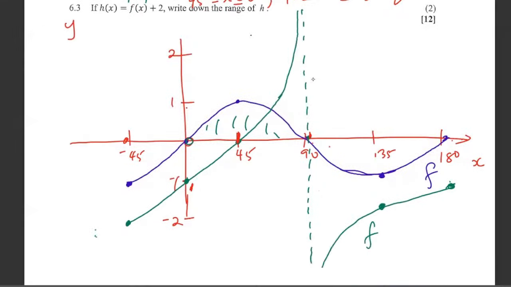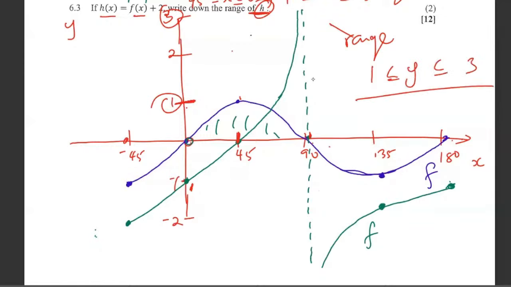Then if h of x is f of x plus 2, write down the range of h. So range is basically the y values. Now we're saying you're moving this graph 2 units up. So it's 1 and 2, and then it's 1 and 2, which means it's going to be at a 3 and at a 1. So the range in that case is going to be 1 less or equal to y less or equal to 3. Or simply y is an element of 1 and 3. So that is how that question would have been approached.